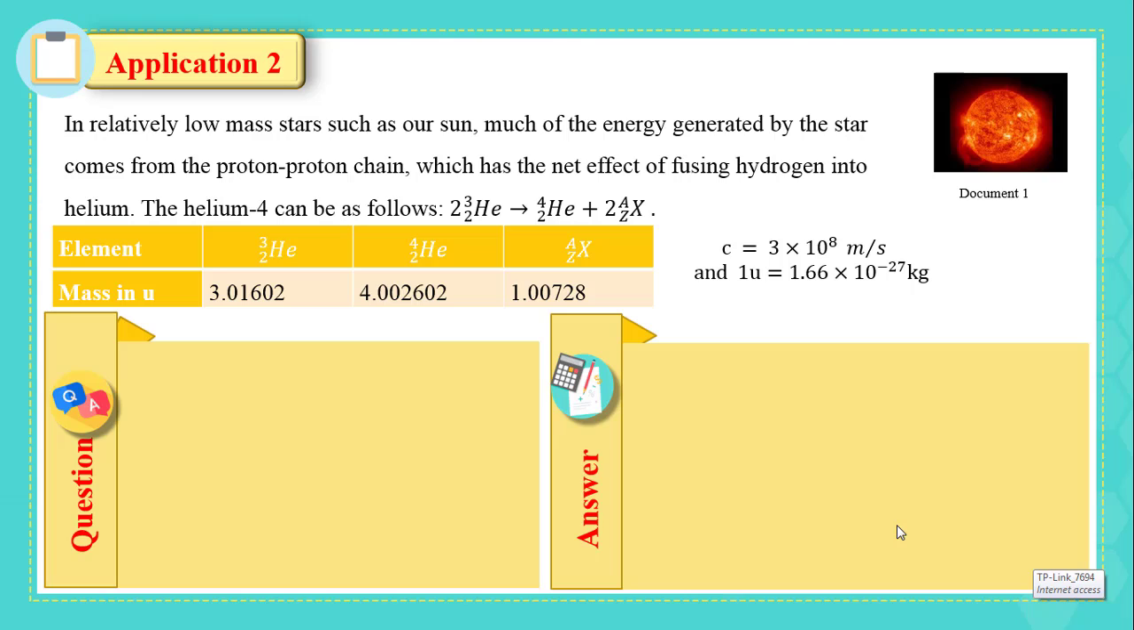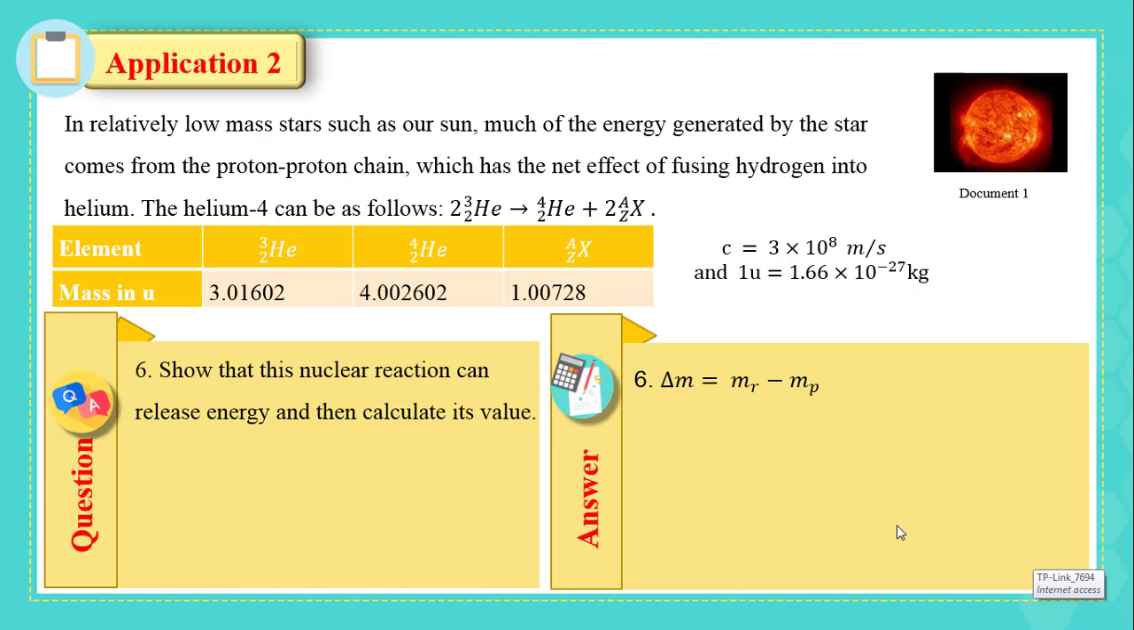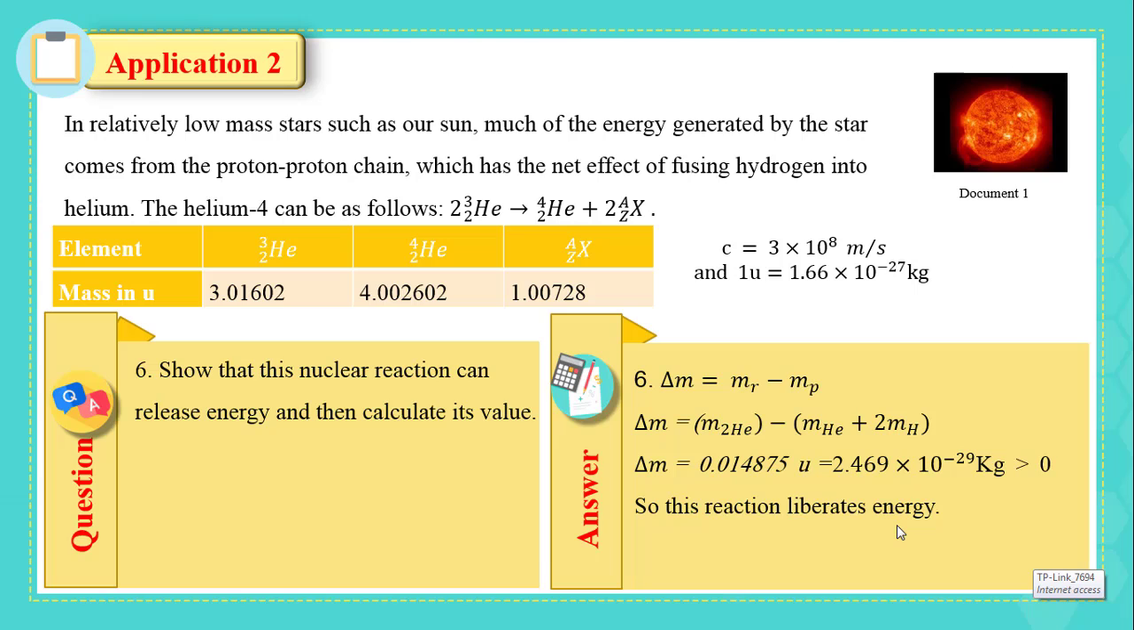In the last question, we have to show that this reaction releases energy and then calculate its value. We should first calculate the mass defect. It is defined as the difference in masses between the reactants and the products of this reaction. We substitute and then we get delta m equal to 0.014875 U. We have to convert it into kilogram. So we multiply it by 1.66 times 10 power minus 27. So we get 2.469 times 10 power minus 29 kilogram.